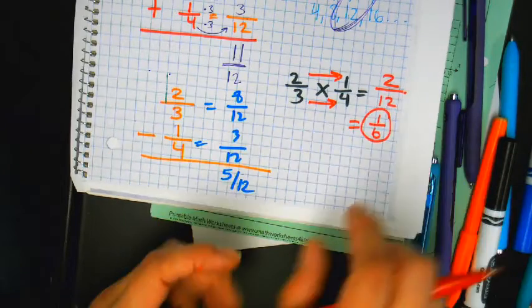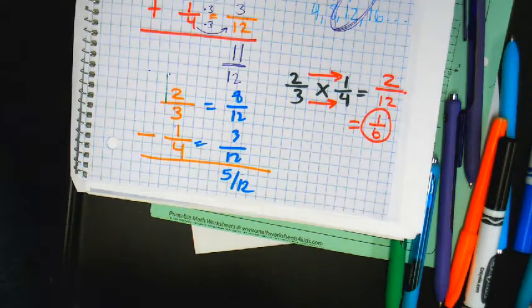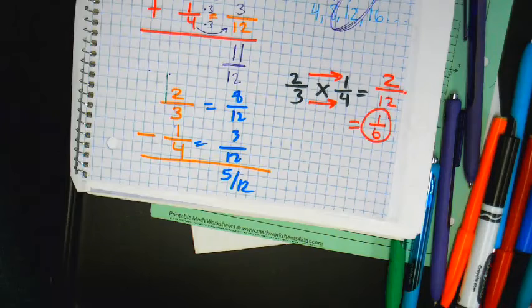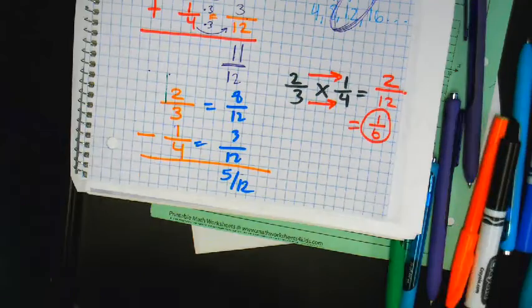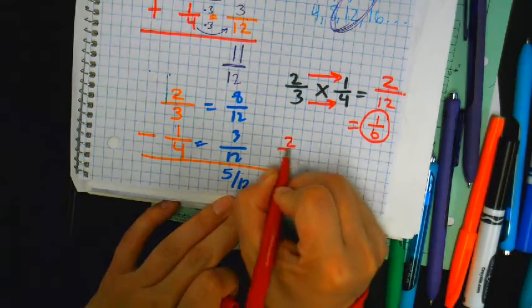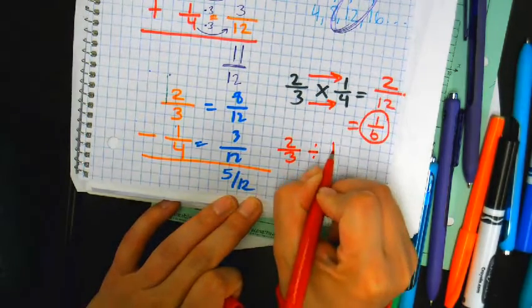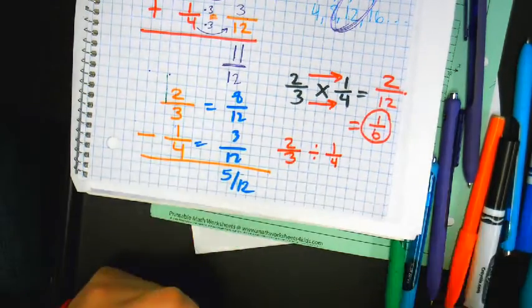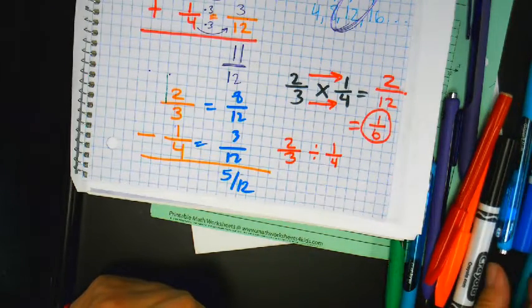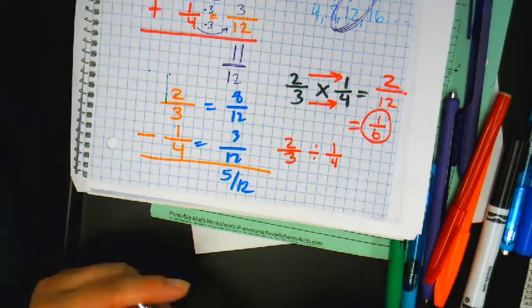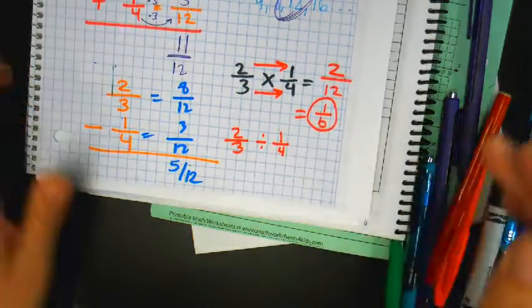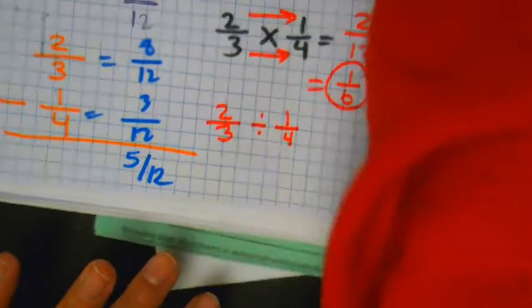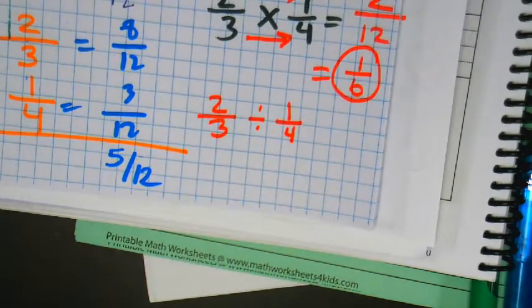All right. What's the last thing we have to do with these two fractions? I added them. I subtracted them. I multiplied them. Now I'm going to divide them. All right. So 2/3 divided by 1/4. Does anybody remember how to divide fractions? It's not as easy as multiplication, but we're going to get there.